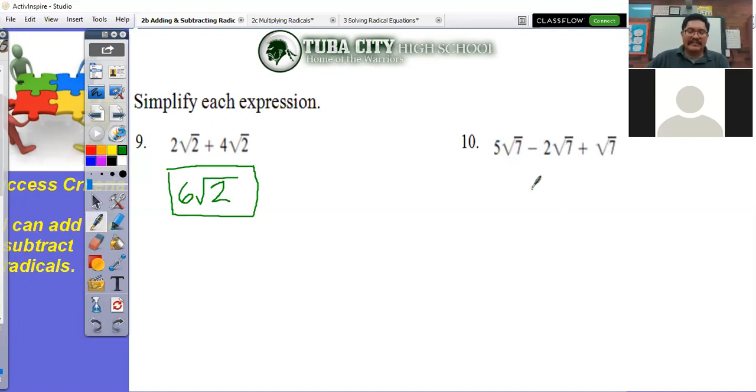I really shouldn't be skipping steps, but in this case, we can just go 5 minus 2, which is 3. And if we don't see a number in front, it's going to be 1. So this would be 5 minus 2, which is 3, plus 1. So this would be 4 root 7. And again, there's nothing else we can really do with this. So let's go ahead and box that up, and that'll be our answer.